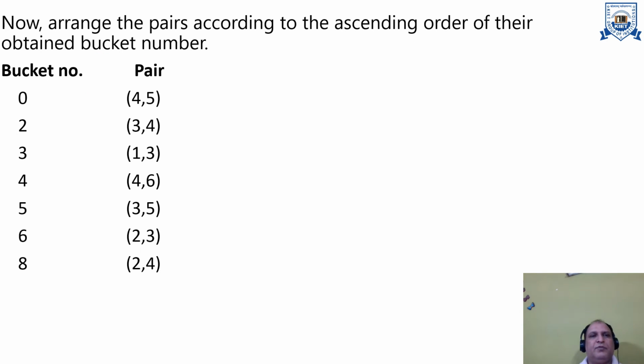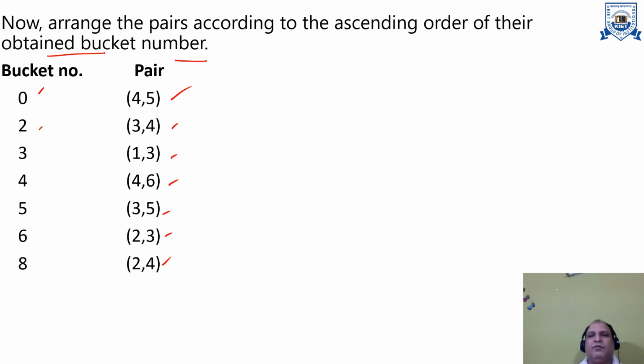The next step is to arrange the pairs according to the ascending order of their obtained bucket number. So the bucket numbers are 0, 2, 3, 4, 5, 6, 8. According to the bucket number in ascending order, we now have the following pairs: 4 5, 3 4, 1 3, 4 6, 3 5, 2 3, 2 4.